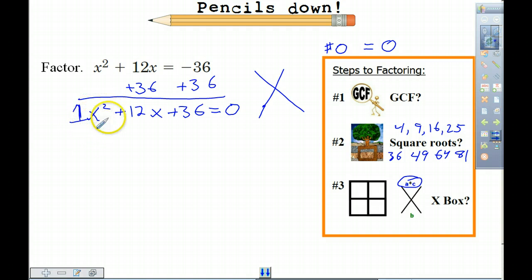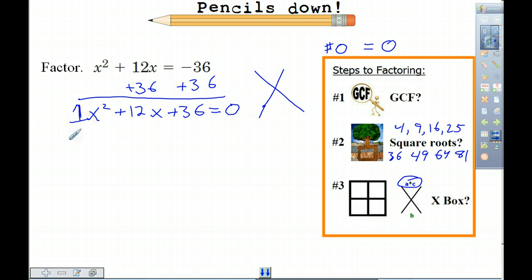What they are grouped with determines if they're A, B, or C. So the number in front of the squared is always A. The number in front of the X is always B. It doesn't have to be in order. If this said plus 36 plus 12x, 12 is still B because it's with the X. The number by itself is always C. Doesn't matter where it is. If you put 36 plus x squared, 36 is still C.